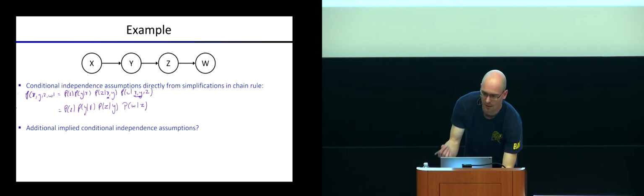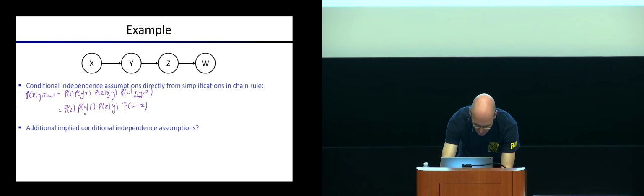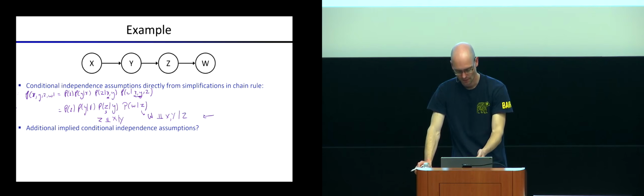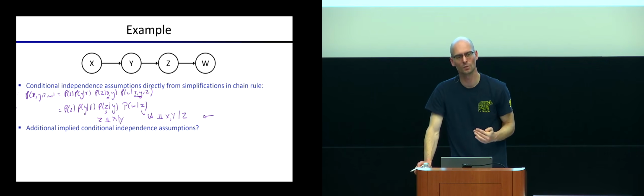Okay, so how do we write that out in terms of conditional independences? We said by doing this one here corresponds to saying Z is independent of X given Y. This one here is saying W is independent of X and Y given Z. So these are the two assumptions we made by choosing this graph and by just looking at the chain rule simplified to what the Bayes net will prescribe.